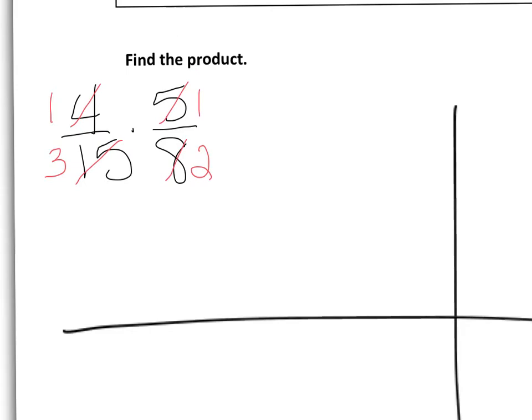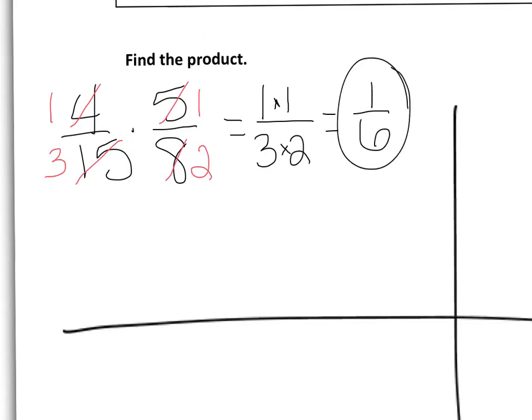And now I can go ahead and follow those steps that were up there. I'm going to take the product of my numerators. So I'm going to take 1 times 1 over the product of my denominators, which is 3 times 2. So my final answer would be 1 over 6, which cannot be simplified.